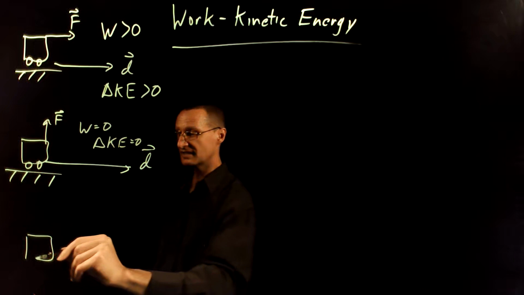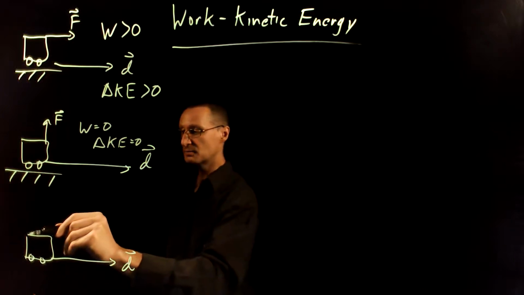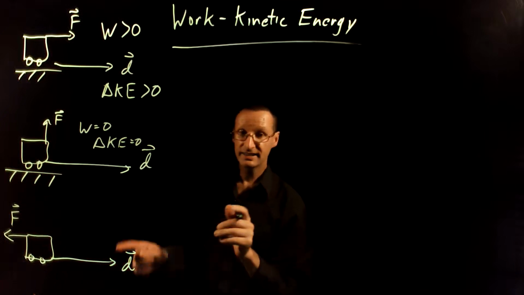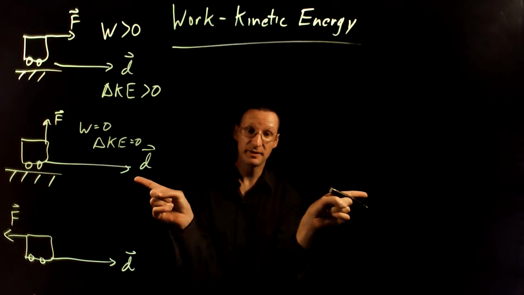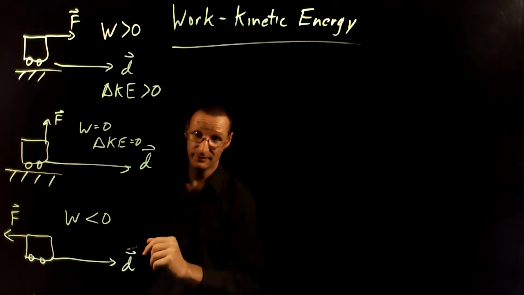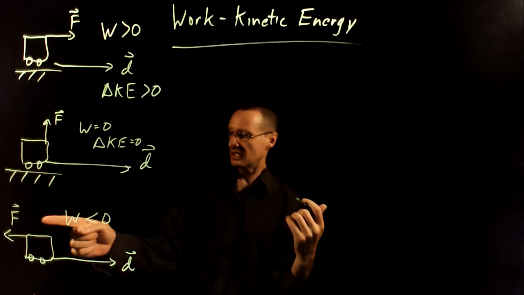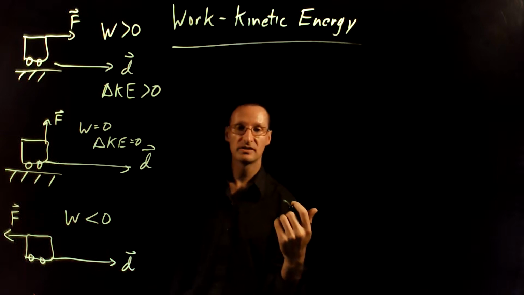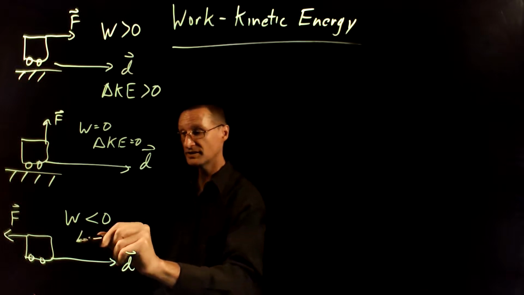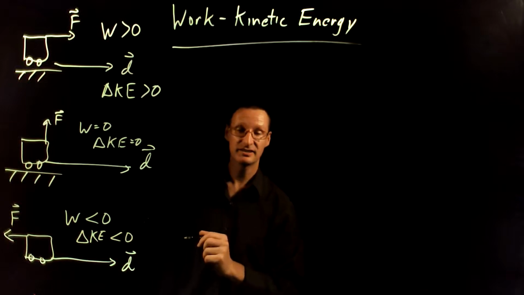Finally, let's imagine that same cart and the displacement in the same direction, but now let's put the force in the opposite direction as the displacement. In this case, the force and the displacement are anti-parallel, and so the work done is going to be negative. Well, what does negative work do to kinetic energy? Well, intuitively, is this thing going to speed up or slow down? I think you can see that the force in this case is going to slow it down. So the change in kinetic energy is going to be negative, just the same as the work.